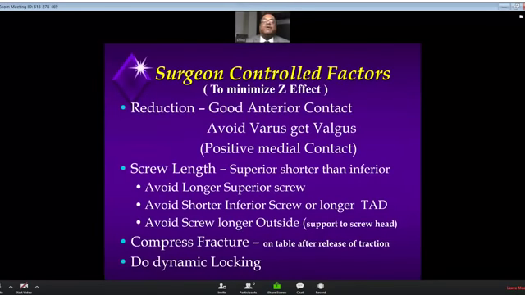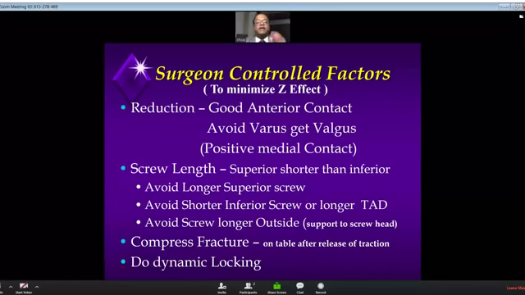Friends, to conclude, there are some surgeon-controlled factors to minimize the Z effect. Reduction has to be good, with anterior contact as well as good medial contact.